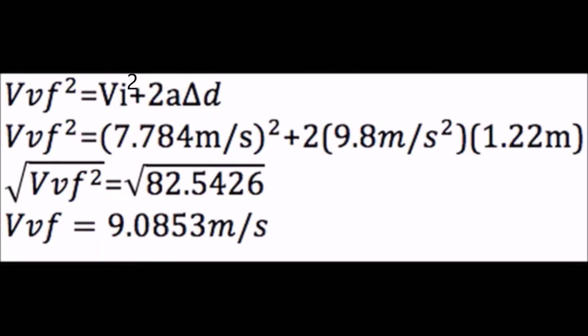I used the equation final velocity squared equals initial velocity squared plus 2 acceleration times displacement. I plugged in all my numbers and eventually got vertical velocity squared equals 82.5426. I had to square root that so I could get VF by itself. After I did this, I figured out the final vertical velocity is 9.0853 meters per second.